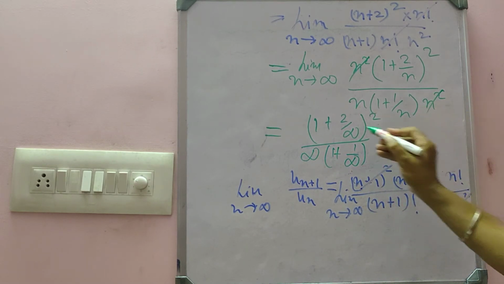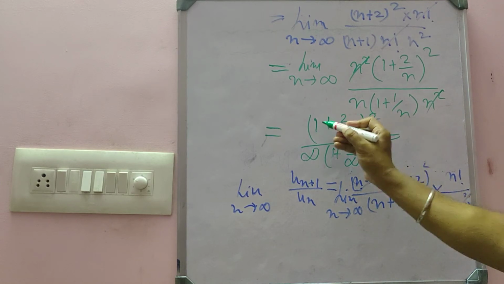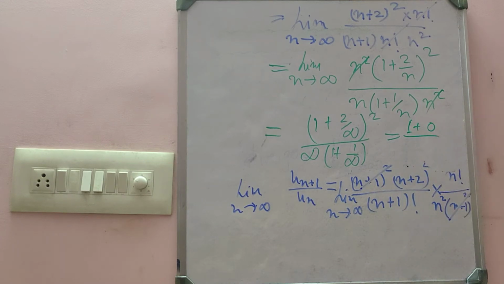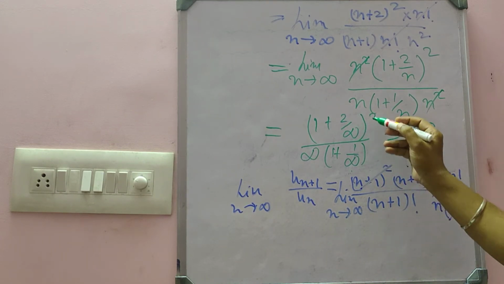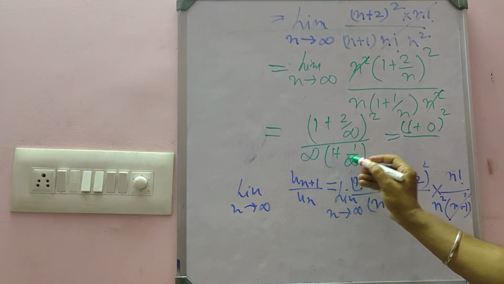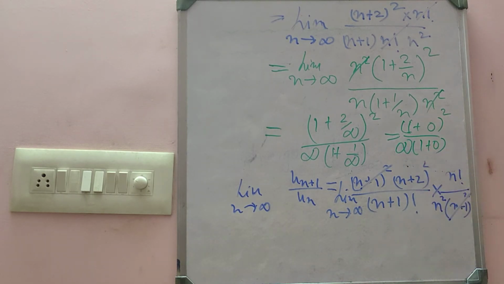Yes. So any value upon infinity is always 0. It becomes 1 plus 0. Numerator part 1 plus 0, and square here, and in the denominator 1 plus 0, and outside is infinity. You know, infinity multiplied by any term.